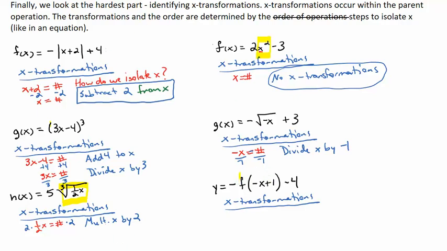Lastly, my parent function is the f function, or my parent operation is the f operation. Inside I have negative x plus 1. In an equation, I'm not going to write out the steps now, you could hopefully see, the first thing you would do is subtract 1 from both sides. So my first x transformation is to subtract 1, and I'll say from x, since it's an x transformation. Then to get rid of the negative, I need to divide by negative 1. So I'll say divide x by negative 1. And that is how you identify your x transformations.